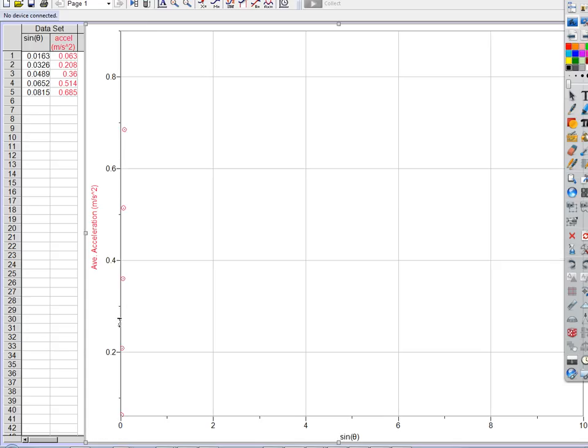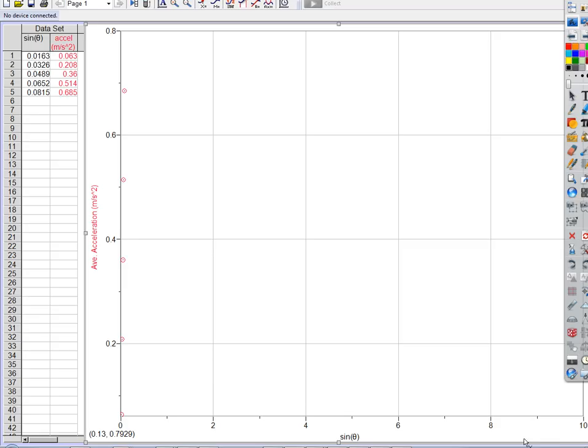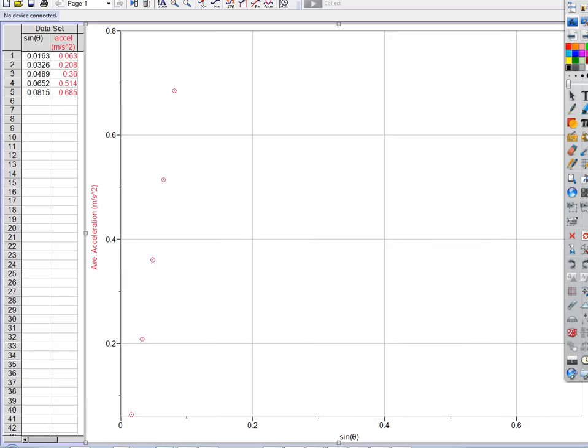Okay. 1, 2, 3, 4. There we go. So I could even go 0.8, couldn't I? Let's go 0.8. What about over here? Well, they're all crunched up over here. If I look at my acceleration numbers, the biggest one is 0.685. So if I went like 0.7 down here, oh, that didn't work.